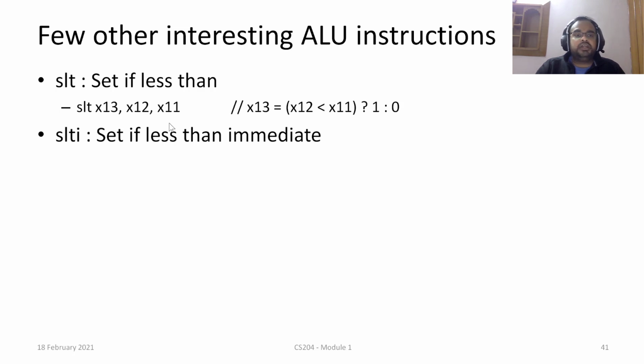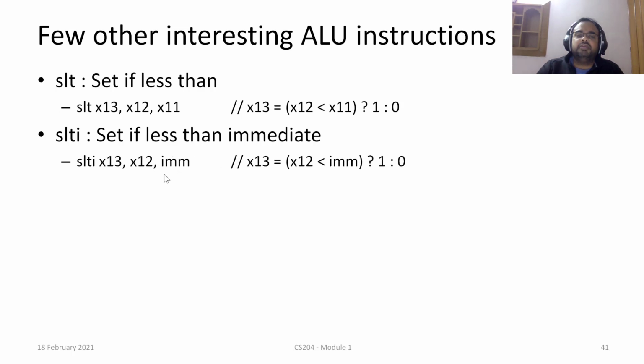The immediate variant is SLTI, which is short for set if less than immediate. Now instead of x11 we would have an immediate value. So the value in x12 is compared with the immediate value, right? And if it is less than, then 1 is written to x13, otherwise 0.